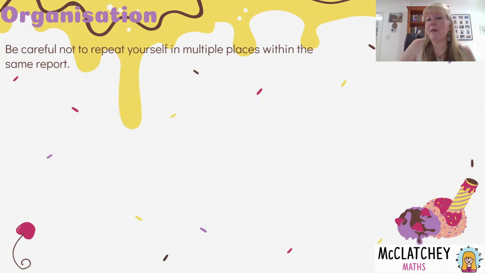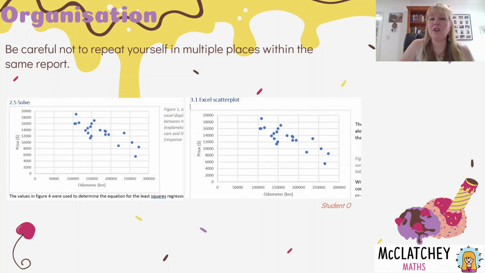Be careful not to repeat yourself in multiple places in the same report. We've already talked about repetition in the same paragraph, but sometimes students might repeat different parts within the assignment. In fact, I recently saw an assignment where the same graph was repeated in multiple parts of the assignment. They put it in section 2.5 in Solve and then put it in section 3.1 as well, several pages apart, but it was exactly the same graph. They talked about it in slightly different ways, but it would have been far better to have presented that once with the whole discussion together.